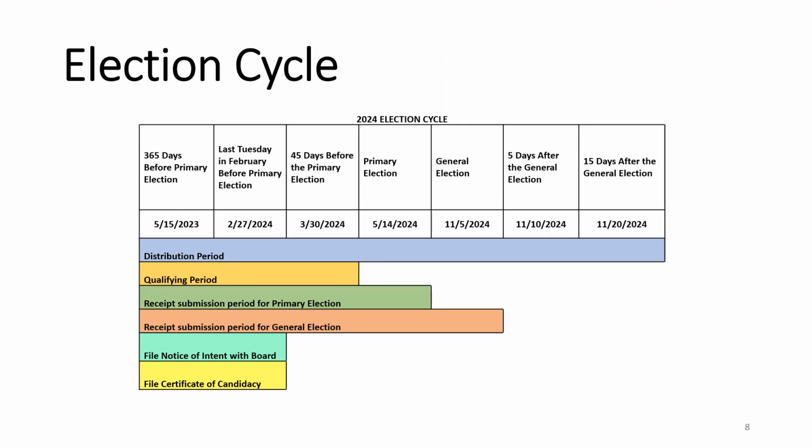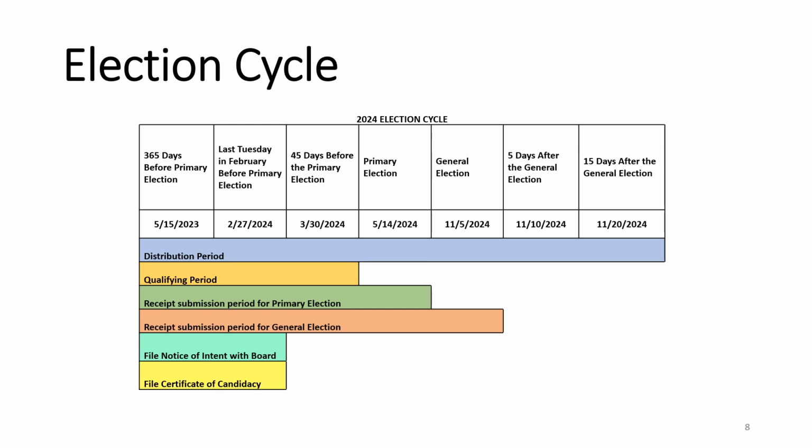Here, you will see an outline of the 2024 election cycle deadlines. Let's look at a few. Distribution period. This is the period during which the city distributes public contributions from the fund to a certified candidate. The period begins 365 calendar days before the primary election and ends 15 calendar days after the general election.